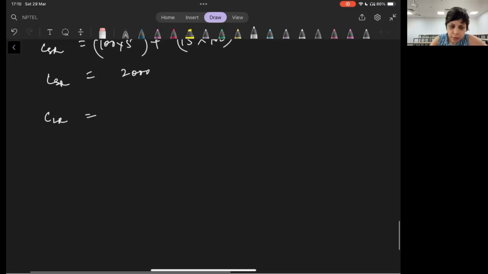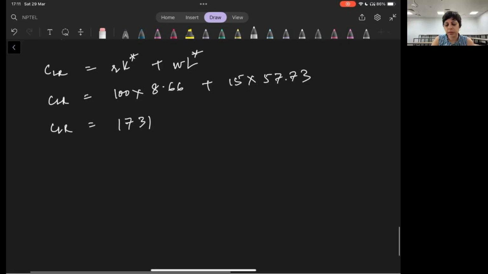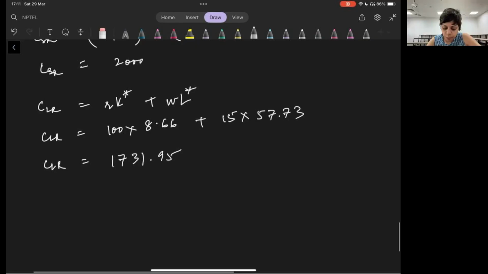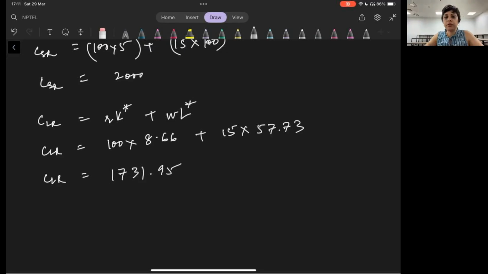Long run cost is R K star plus W L star. CLR is equal to R, which is again 100, times K star, which we had computed as 8.66, and W is 15, times L star, which we computed as 57.73. It actually comes out to be roughly 58. And cost in the long run is 1731.95 or something like that. So you can see obviously long run costs are lesser than the short run costs. So basically the point I wanted to illustrate is that firms will adjust their capital and labor in the long run to achieve lower costs always, right?